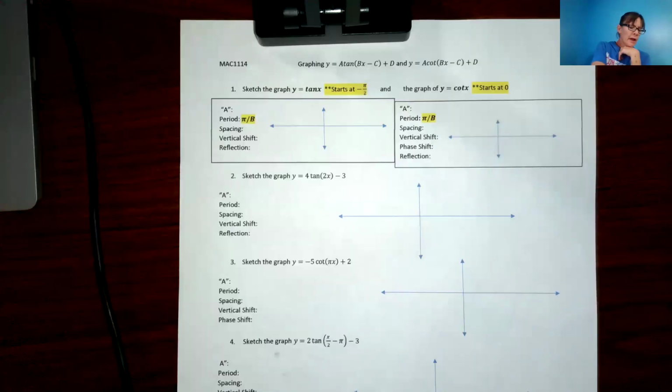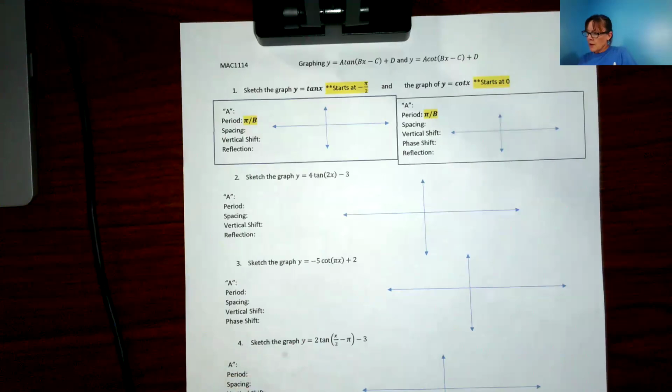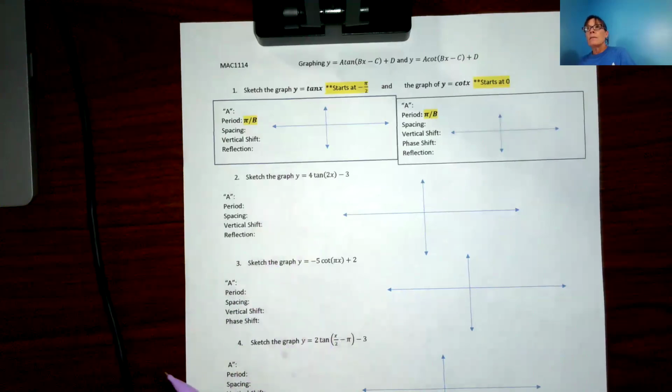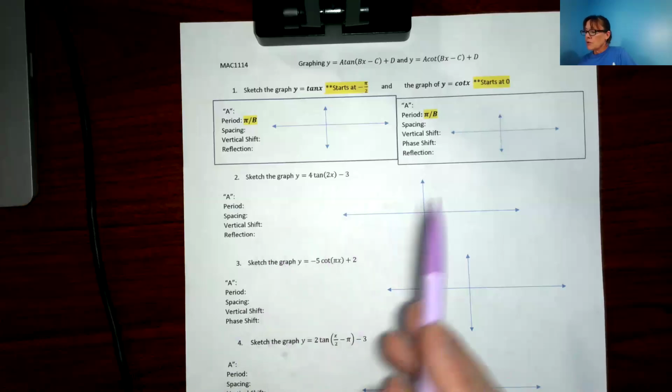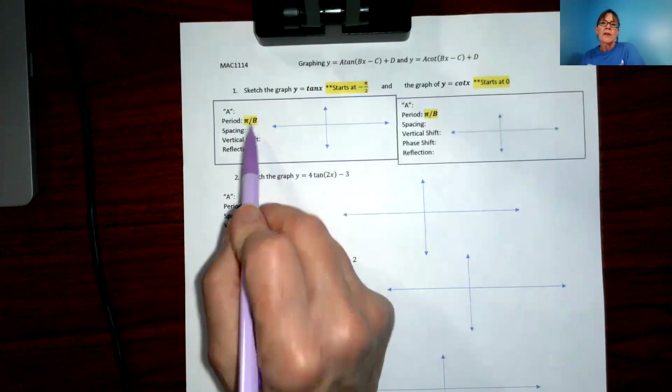Okay, now we're going to learn how to graph tangent and cotangent. The big deal about tangent and cotangent is that their period is different from all the other graphs we've looked at. Their period is only pi, not 2 pi. It only takes halfway around the circle for it to start repeating its pattern. So that means that when we figure out the period for any tangent or cotangent graph, we will be taking pi divided by b instead of 2 pi divided by b.